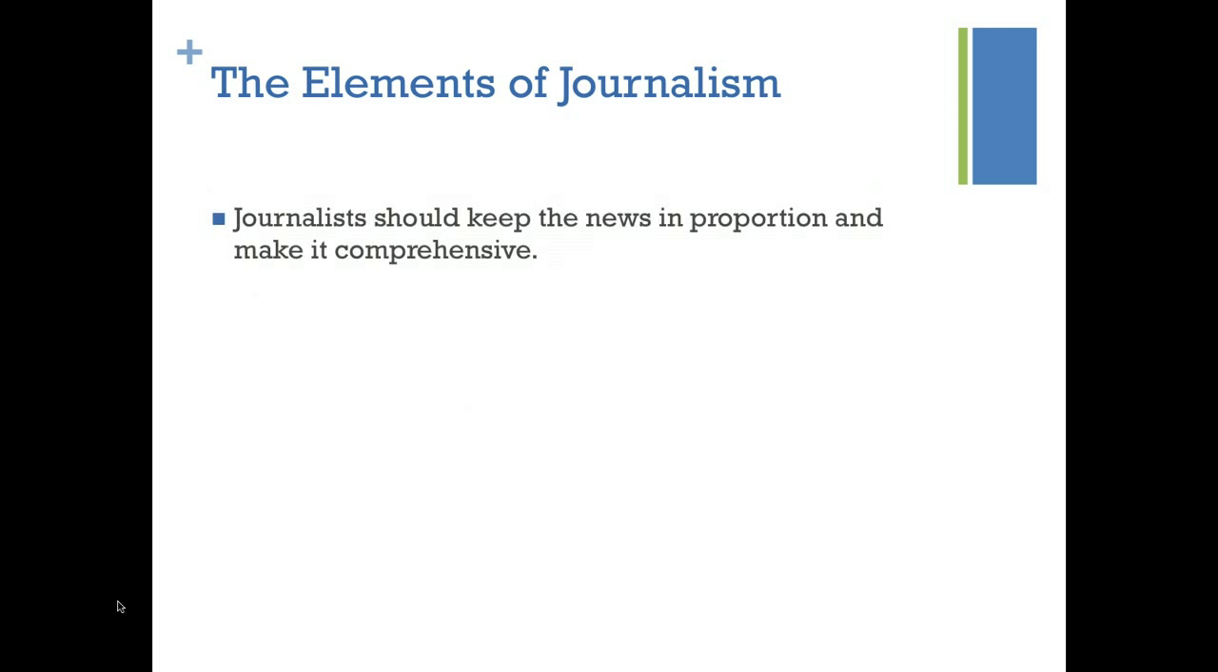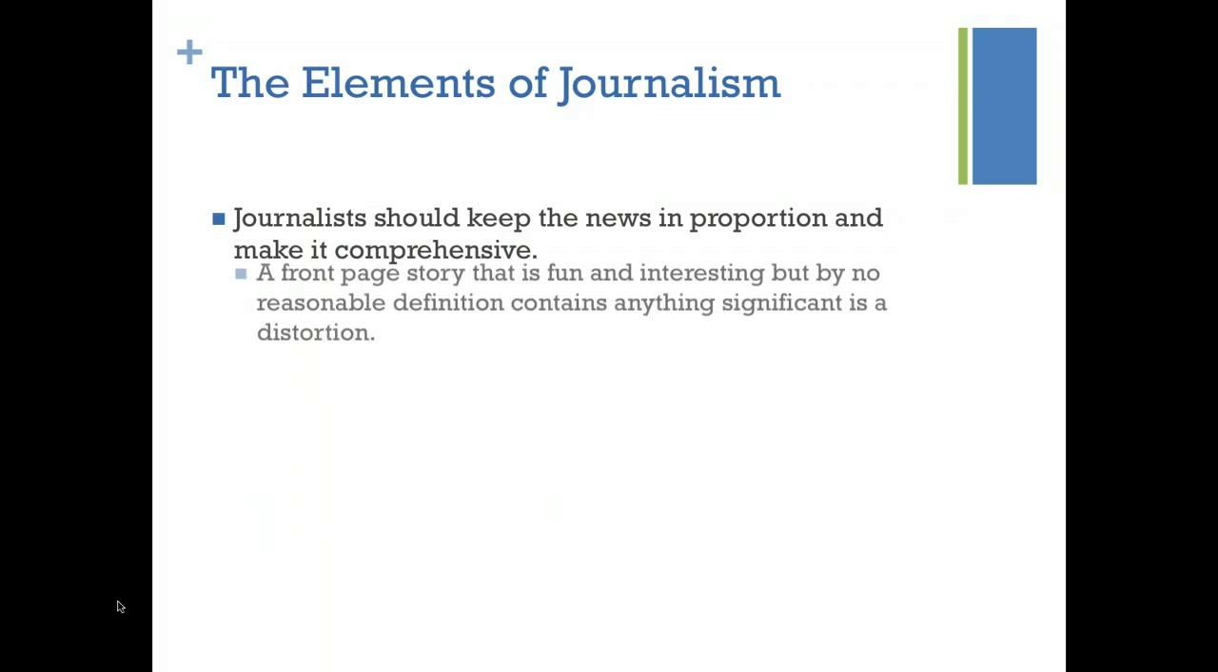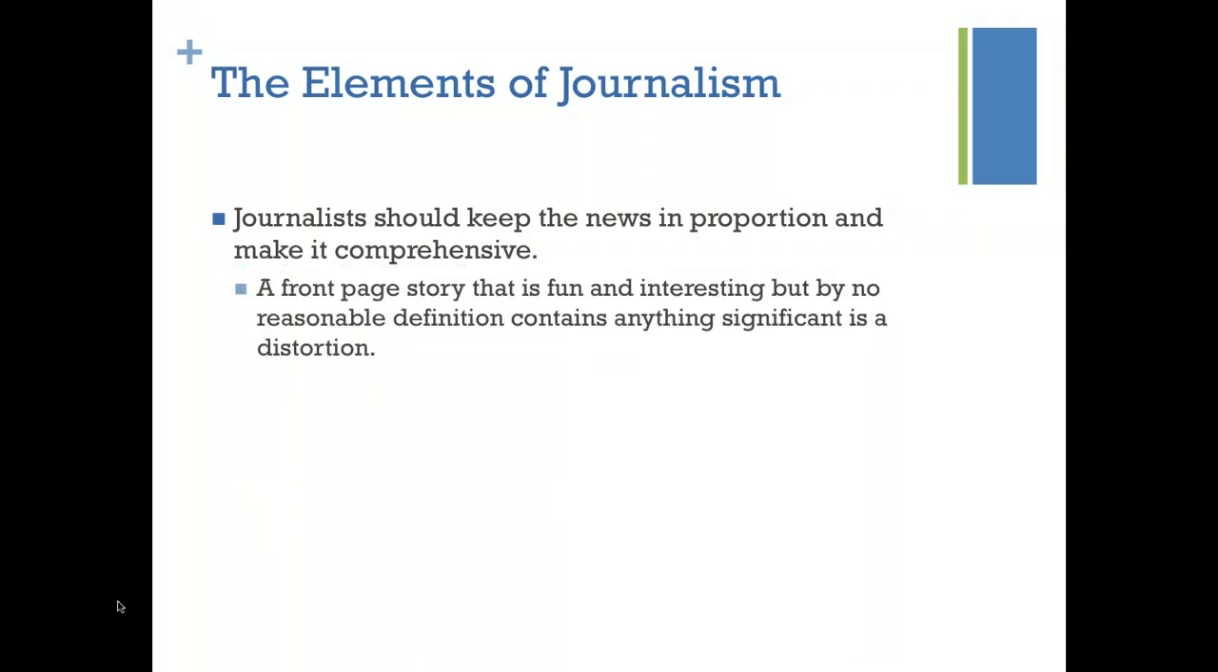Journalists should also keep the news in proportion and also make it comprehensive. And what I mean by that is this. A front page story that is fun and interesting may be there, but by no reasonable definition contains anything significant, can be a distortion. So if you have a front page story that is fun and interesting, but there's really nothing there significant for the reader, that means it's a distortion for the reader.